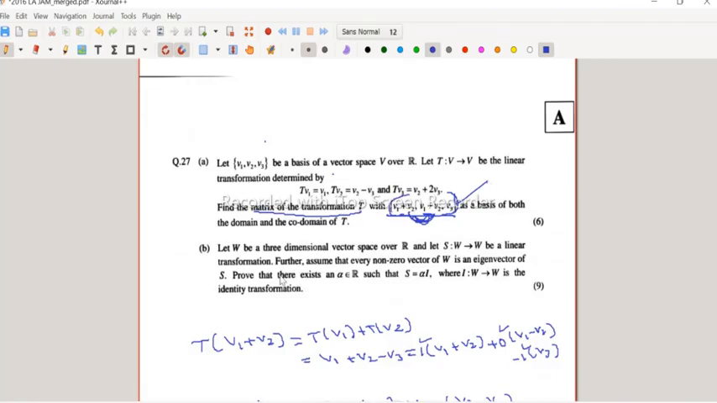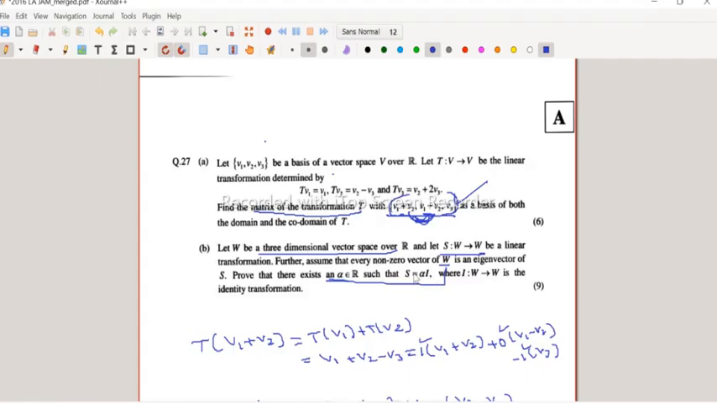Similarly, we have to prove that there is an alpha. So what is the question? Let us suppose W is a three-dimensional vector space, and S is a linear transformation from W to W. Further, assume that every non-zero vector alpha is an eigenvector of S. Then prove that there is an alpha in R such that S equals alpha times I.